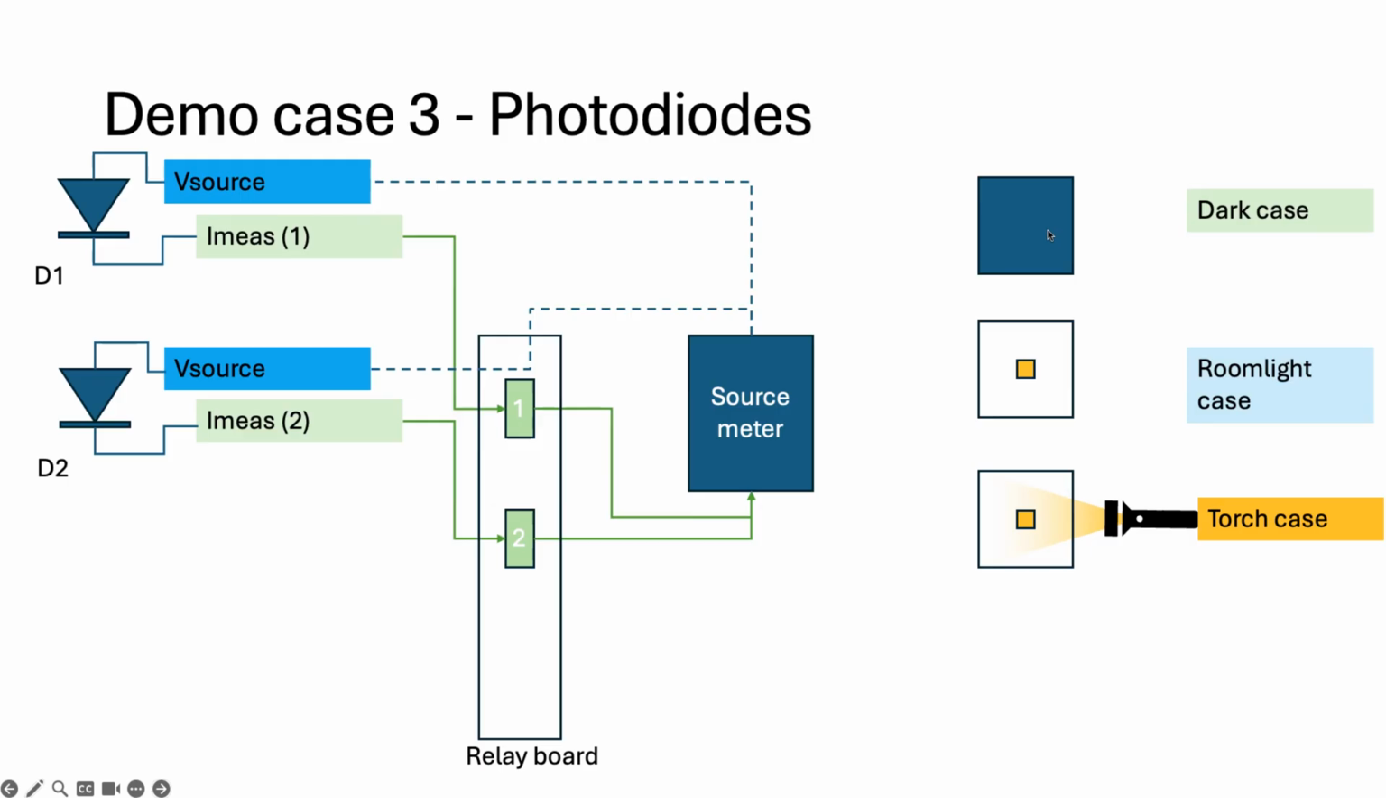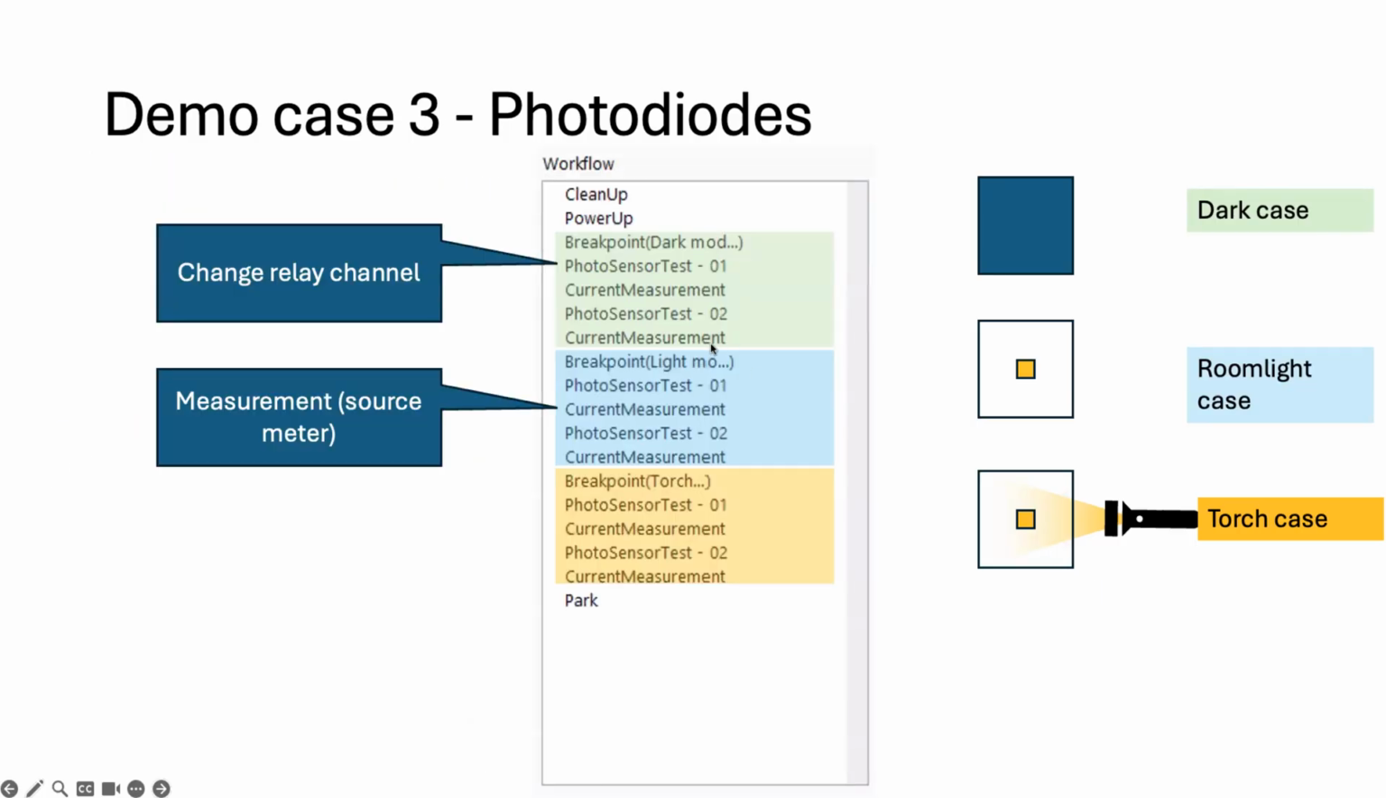The first is a dark case, when the lid of the chip was closed. Then in the room light case, the lid was opened, and then the photodiodes were excited by the actual room light. And in the third case, also a torch was used, and what we expected is that in this case there will be a higher photocurrent. So just showing you the measurement sequence here, we didn't use loops because those are 3 different measurement setups, so to say.